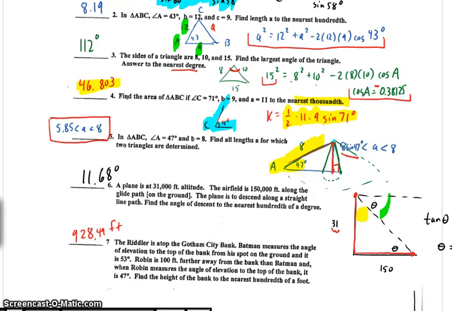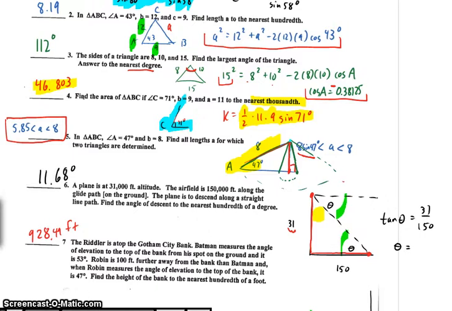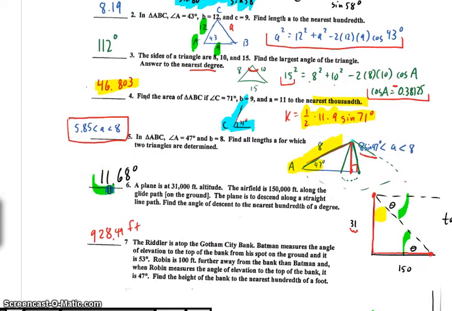I noticed that the angle of descent is the same as the angle of elevation here, and then I'm just going to use inverse tangent to find that angle. The tangent of the angle is 31 over 150, so use inverse tangent to find the angle to the nearest hundredth, and you get this answer. All right, number 7.